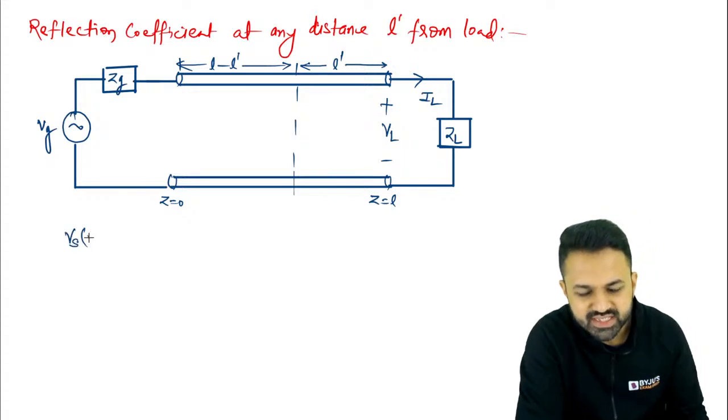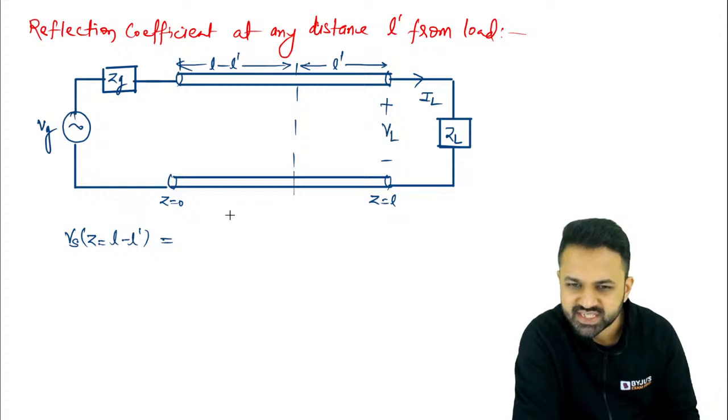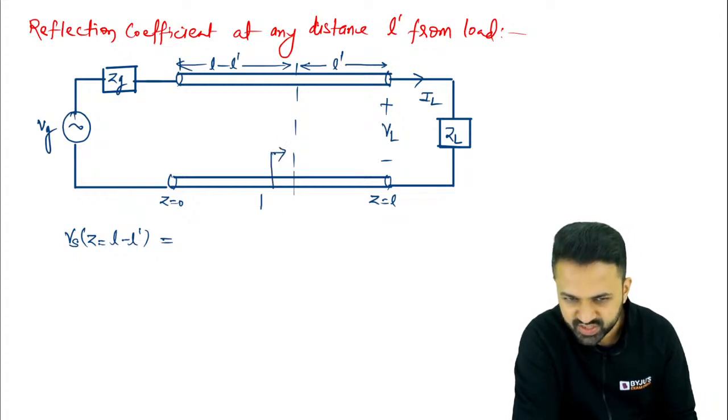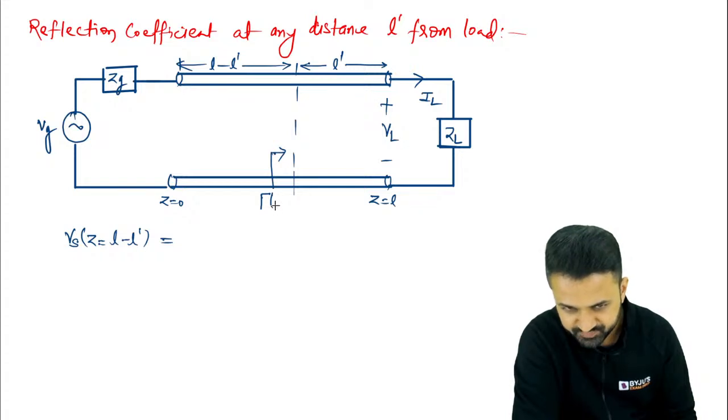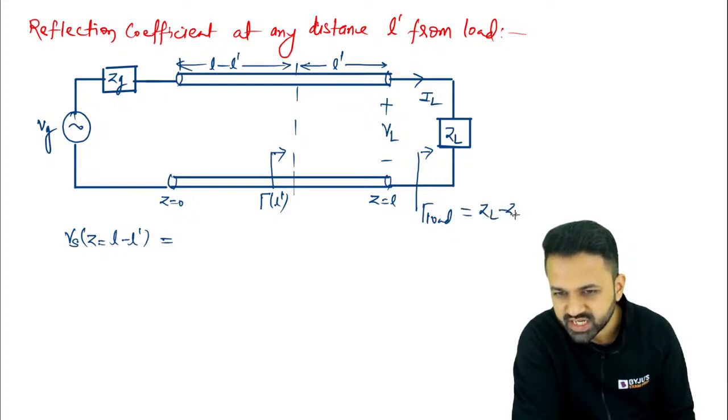Now to calculate this, Z is equal to L minus L dash, because when you measure the distance from the source side, the total distance is L and you want to calculate at any distance L dash. So you want to calculate the reflection coefficient at this point, gamma L dash, and you have the value at this point, which is gamma load. At the load we have calculated the value, which is ZL minus Z naught divided by ZL plus Z naught.